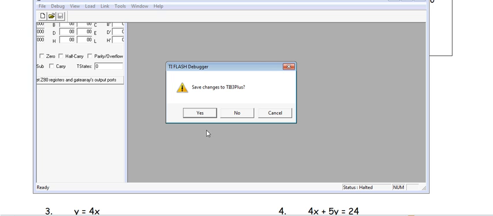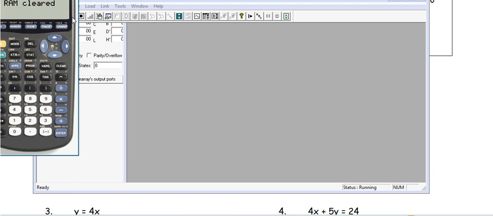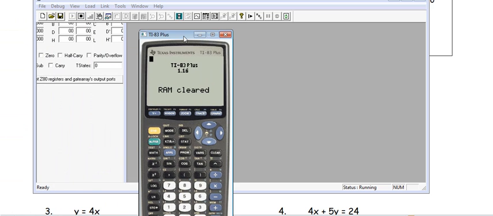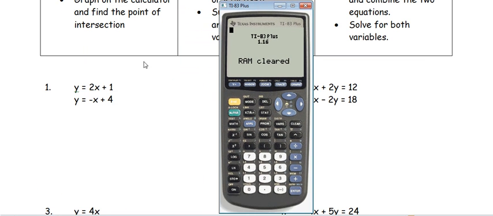Okay, I hit the wrong button last time. All right, so now I've got my calculator up. So what I'm going to do is put my two equations into y equals. And I have 2x plus 1, and I have negative x plus 4. I'm going to graph those and make sure I can see my intersection.